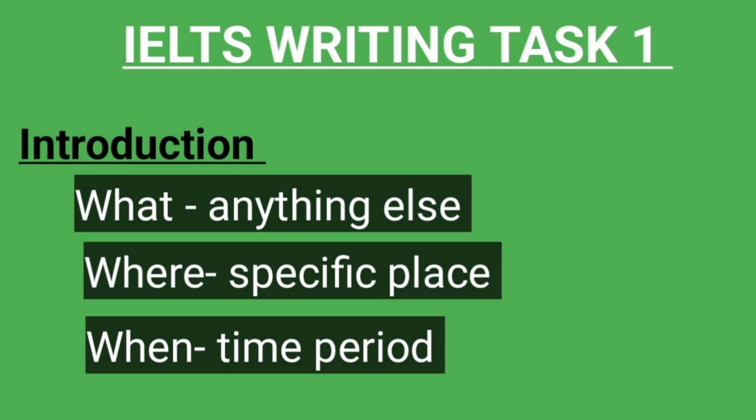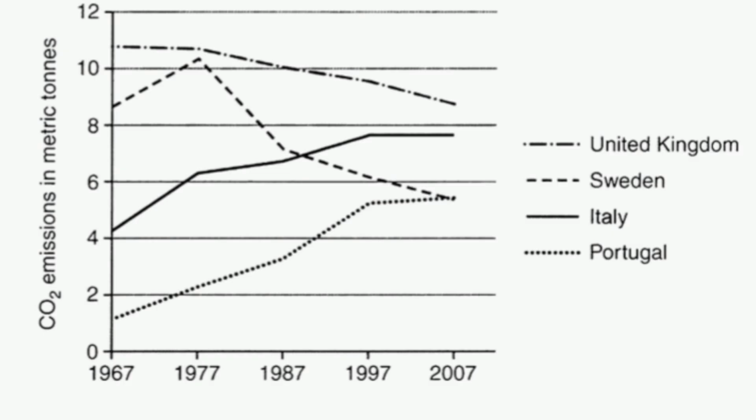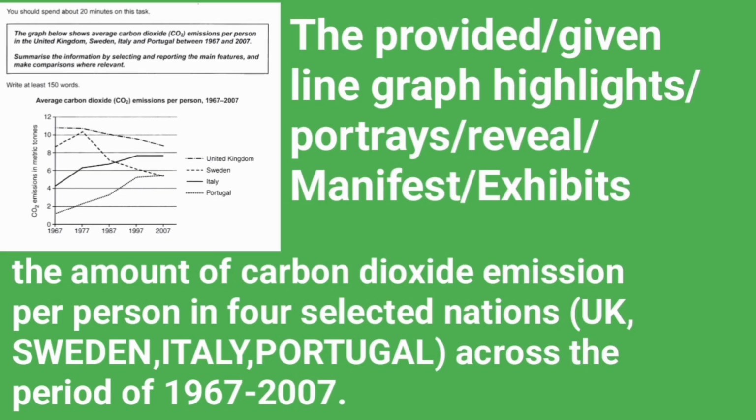Okay, so we will talk about a line graph. This is the line graph. You can make the introduction like: the provided line graph. Instead of provided, you can write given line graph, right? You can use any synonym. Next you have to use the word highlights. Instead of highlights, you can use different synonyms, like portrays, reveal, manifest or exhibit. These are all synonyms of highlights.